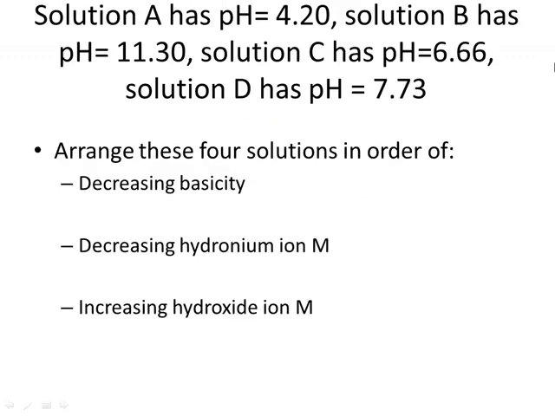Solution A has a pH of 4.20, solution B has a pH of 11.30, solution C has a pH of 6.66, and solution D has a pH of 7.73. We want to know how these solutions rank in terms of decreasing basicity first. So larger pH gives me more basic. So my most basic solution is the one that's largest, which should be solution B. So B, and then just going down numerically, then D, then C, then A.